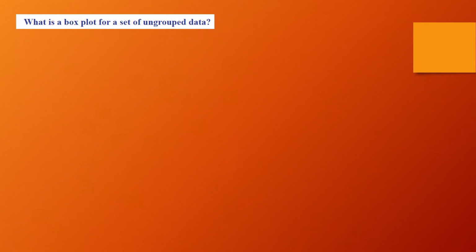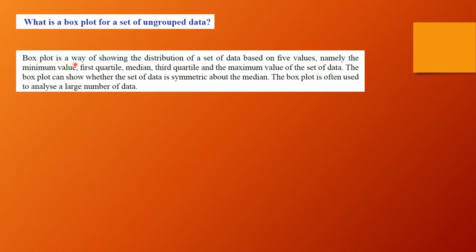So now we look at what a box plot for a set of ungrouped data is. A box plot is a way of showing the distribution of a set of data based on 5 values, namely the minimum value, first quartile, median, third quartile, and the maximum value of the set of data. The box plot can show whether the set of data is symmetric about the median. The box plot is often used to analyze a large number of data.